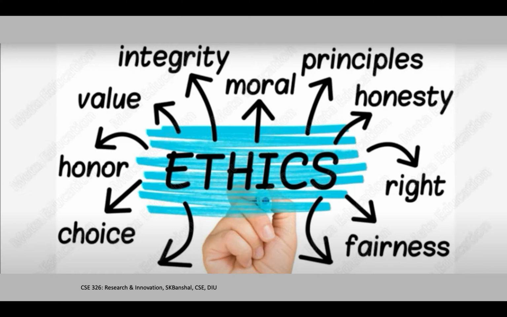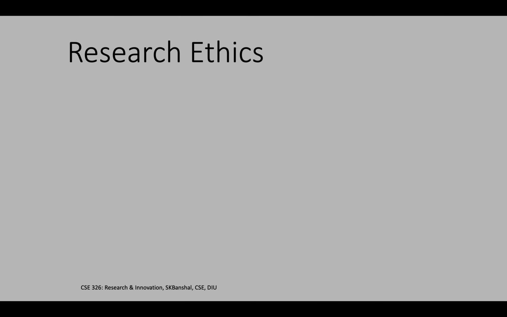In ethics, there are so many components like moral principles, honesty, right and wrong, values, choice, fairness, many things are there. Similarly, in research ethics, there are some components, and in this discussion, we'll be talking about these components. So, first, honesty. We know that in general ethics or normal ethical ground, honesty is very much important. Similarly, in research also, honesty is important.